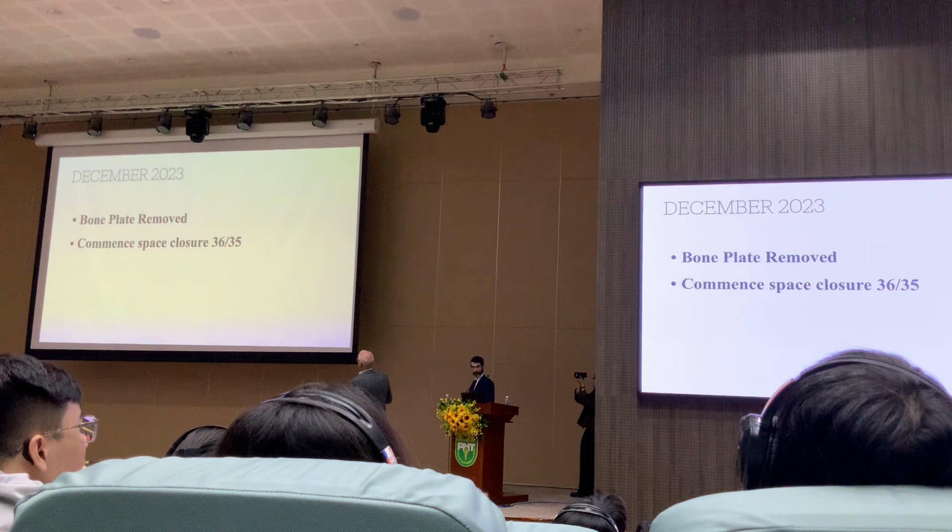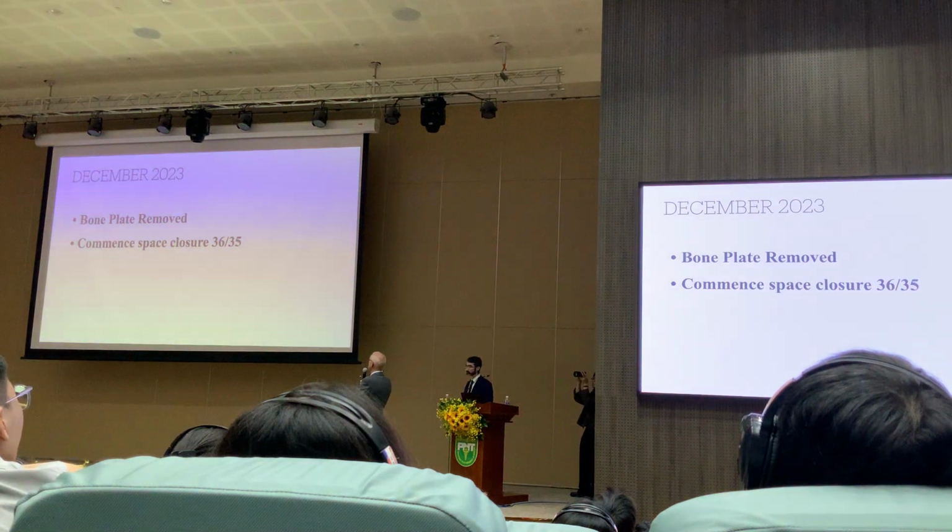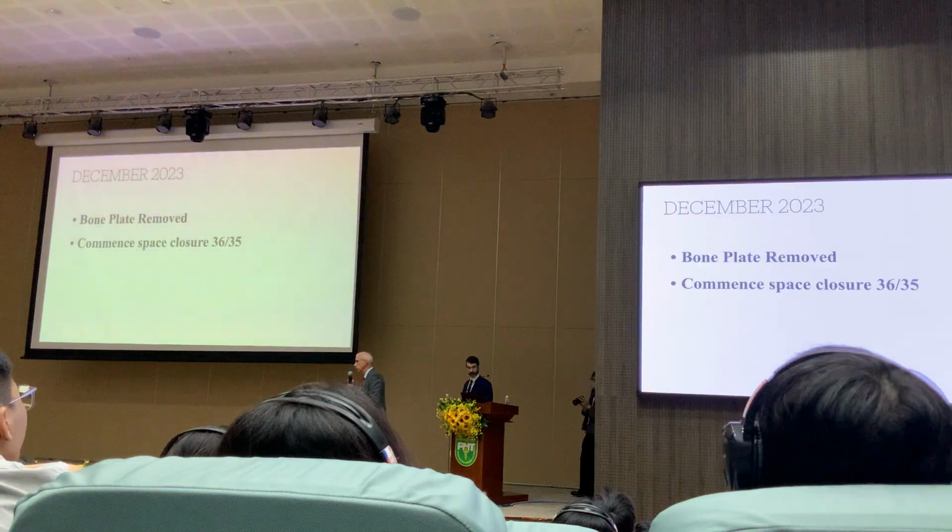Then we removed the bone plate and we had to close the space between 3 and 3-5 where the bone plate was sitting.